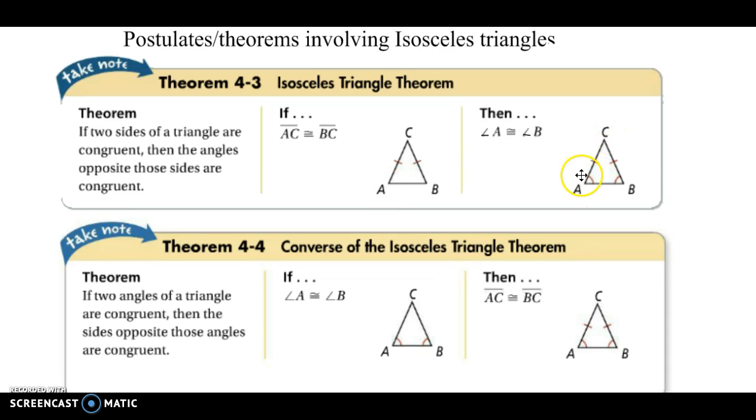So if AC and BC are congruent, then the angle opposite of AC, which is angle B, and the angle opposite of BC, which is angle A, are congruent. So let me just say that again, just in case I confused you. If you have an isosceles triangle, meaning you have two sides that are congruent, then the angles opposite of those two sides will be congruent as well.